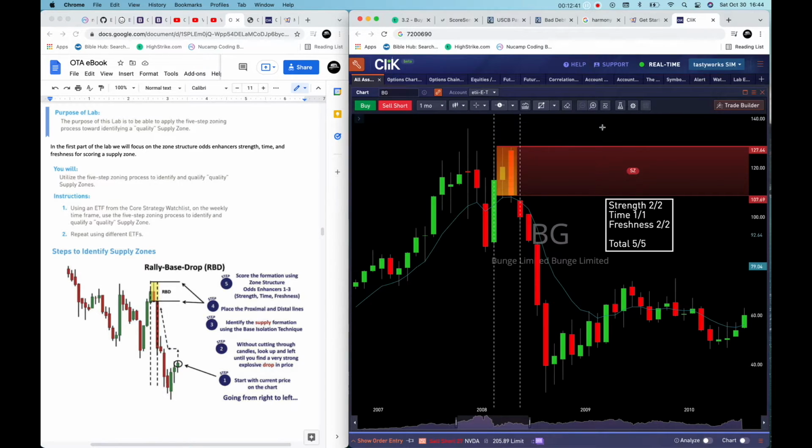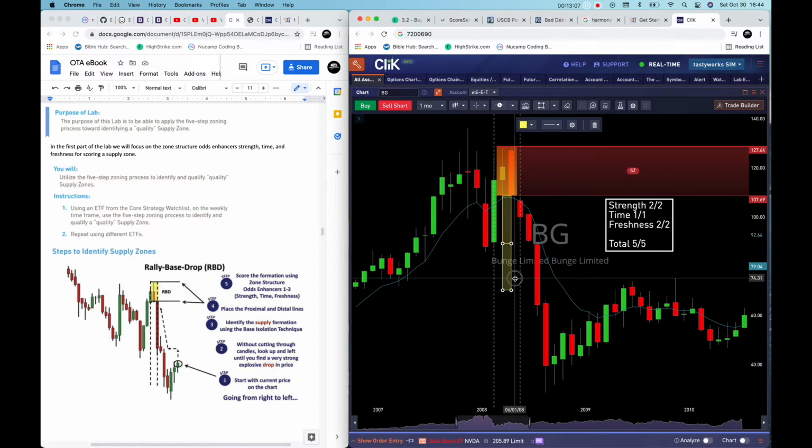Oops, that's the wrong tool. Giving me a little difficulty there with drawing the rectangles. So that was a little bit glitchy.